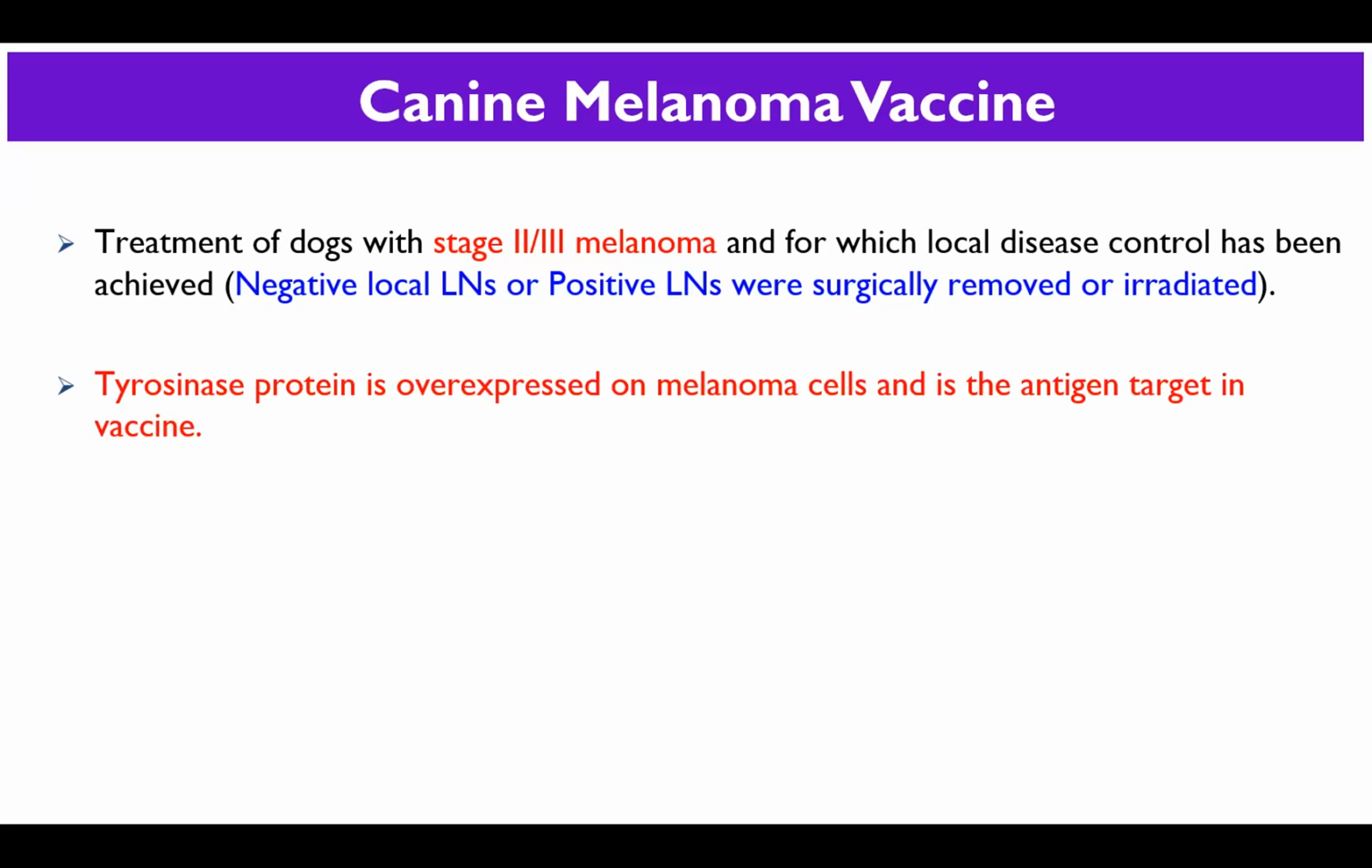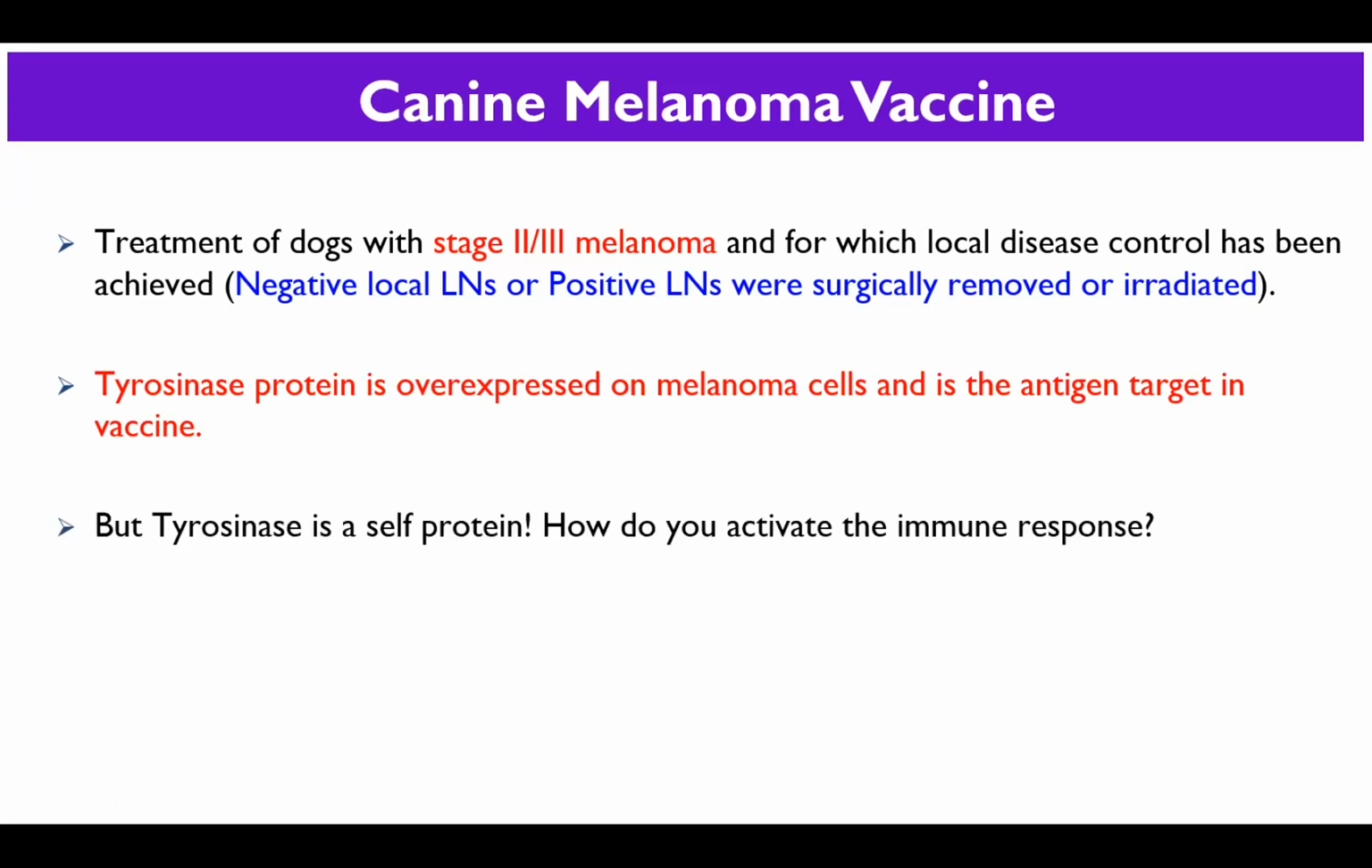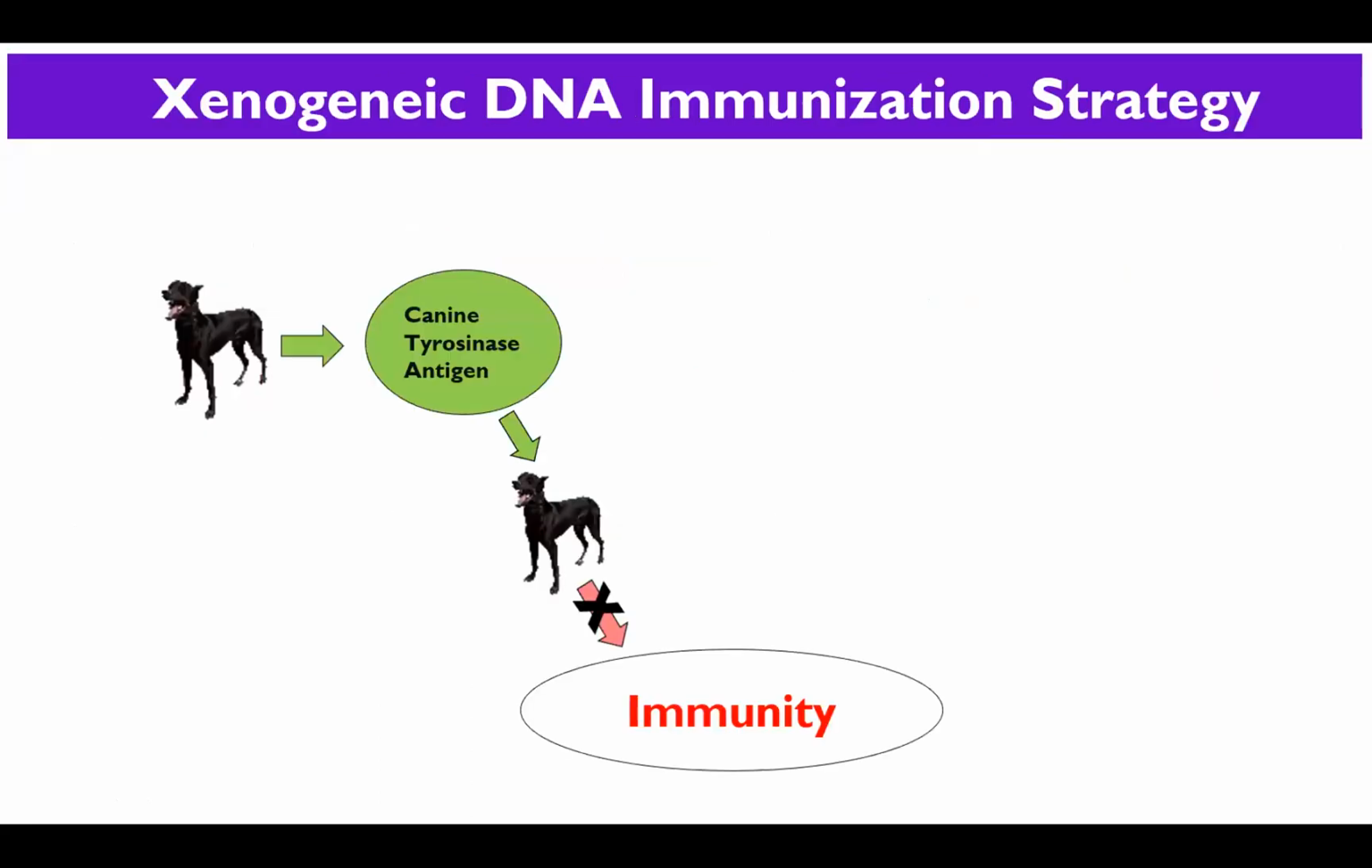The melanoma is characterized by expression of this tyrosinase protein, which occurs in larger amounts. But what happens here is that they could not use the canine tyrosinase because it's not immunogenic. The dog is already tolerized to that. So in the initial assay, they said, okay, let's use canine tyrosinase antigen and see whether it's going to work. Of course, it did not work, because of the reason I've told you.